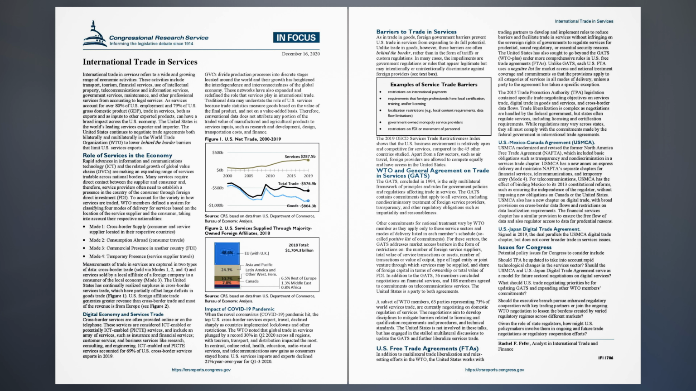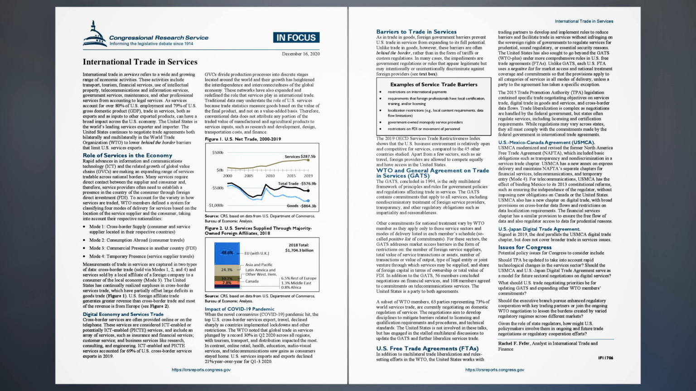Impact of COVID-19 pandemic. When the novel coronavirus COVID-19 pandemic hit, the top U.S. cross-border services export, travel, declined sharply as countries implemented lockdowns and other restrictions. The WTO noted that global trade in services plunged by a record 30% in Q2 2020 across all regions, with tourism, transport, and distribution impacted the most. In contrast, online retail, health, education, audiovisual services, and telecommunications saw gains as consumers stayed home. U.S. services imports and exports declined 21% year-over-year for Q1 2020.